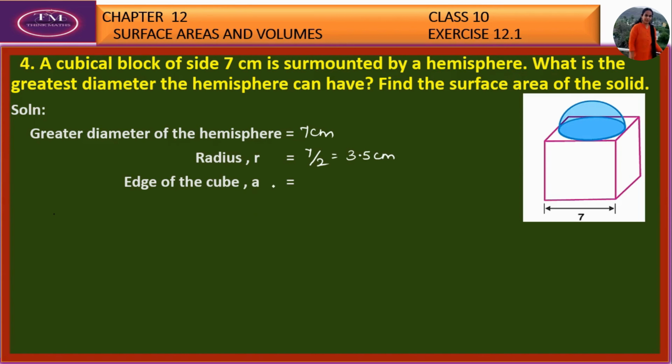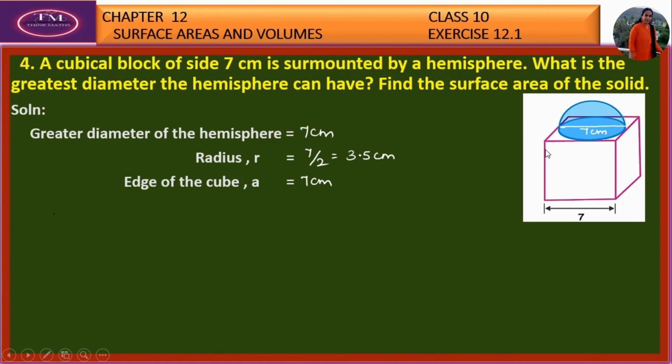Edge of the cube, a, is given as 7 centimeter. So the edge is 7 centimeter. So the greatest diameter of this hemisphere is 7 centimeter. So these are the data given. So we have to find out the surface area of the solid.